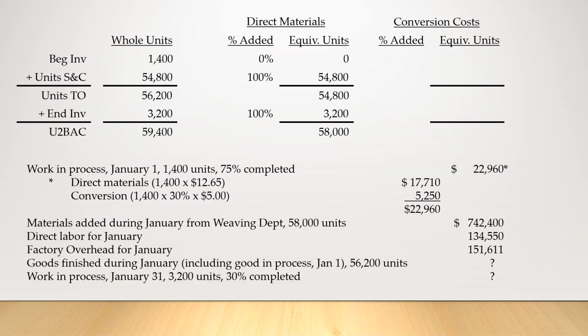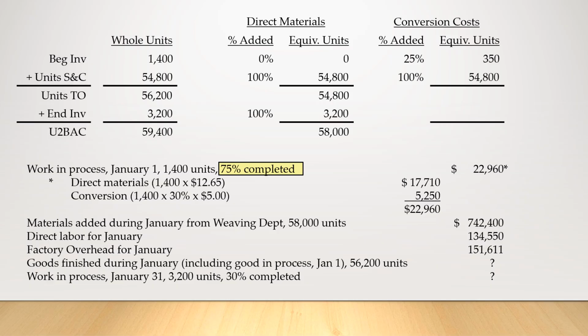Next, do the same thing for conversion costs. Beginning inventory was 75% complete, and conversion costs are incurred gradually throughout production, so 25% was added to these units this period. The units that were started and completed received 100% of their costs, because they were completed.